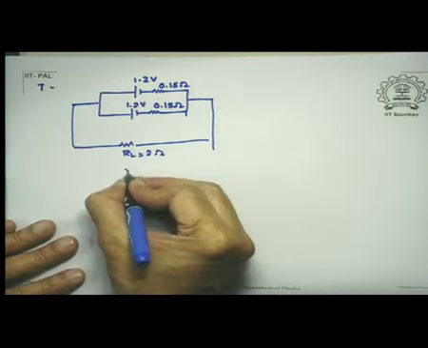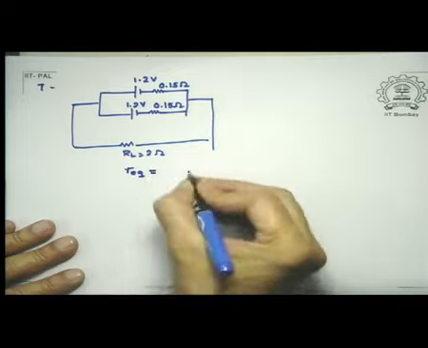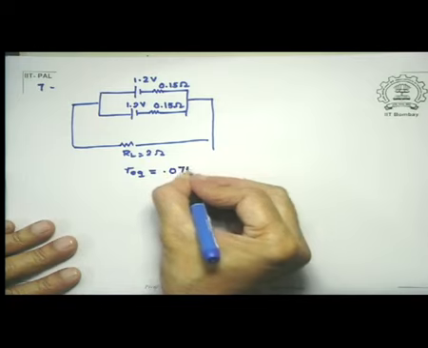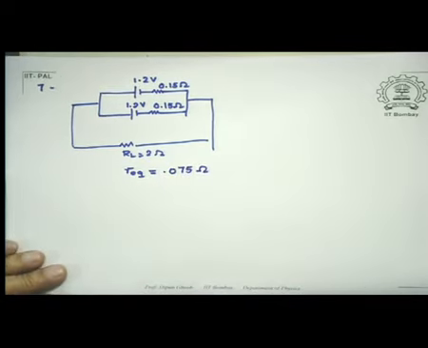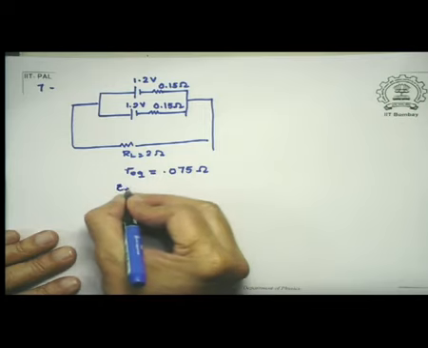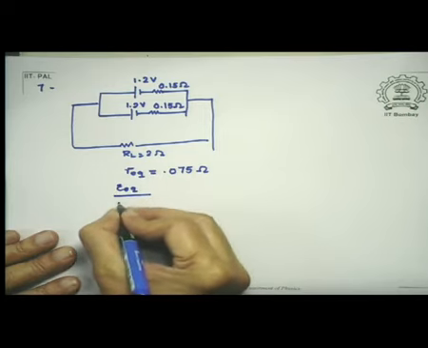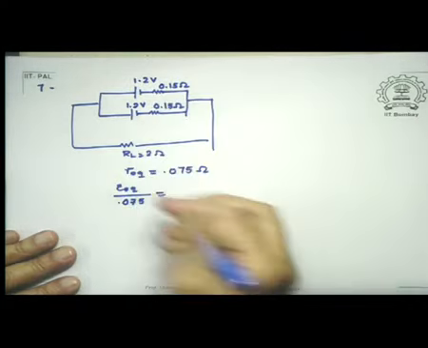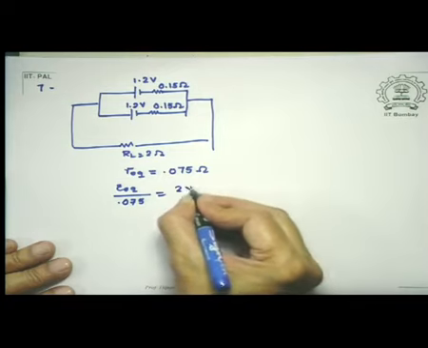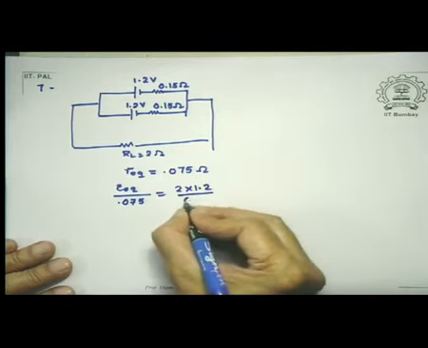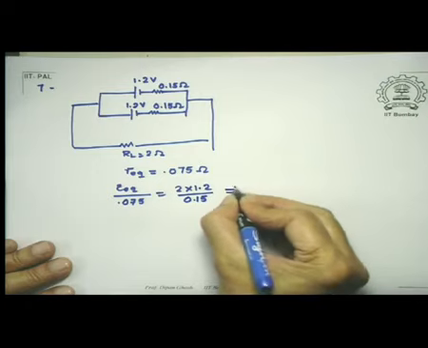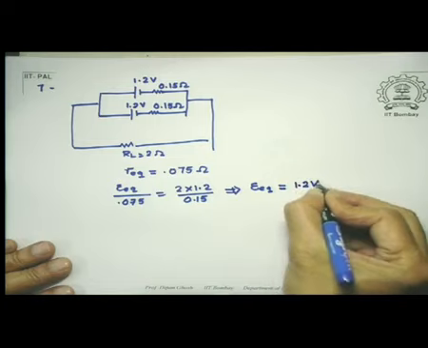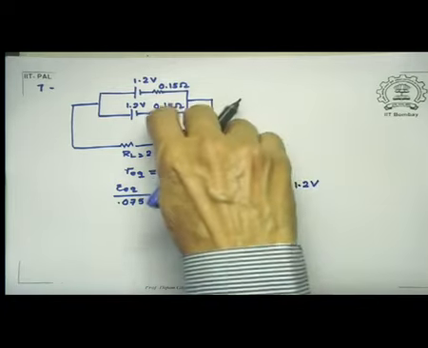Now, I first find out the equivalent resistance. That is simply 0.15 parallel to 0.15, so it is 0.075 ohms. And E equivalent divided by this Req, which is 0.075, is equal to 1.2 divided by 0.15 twice, so it is 2 into 1.2 divided by 0.15. So this is equivalent to a battery Eeq which has the same voltage, namely 1.2 volts. This is purely because of symmetry, that is, the two internal resistances are the same.